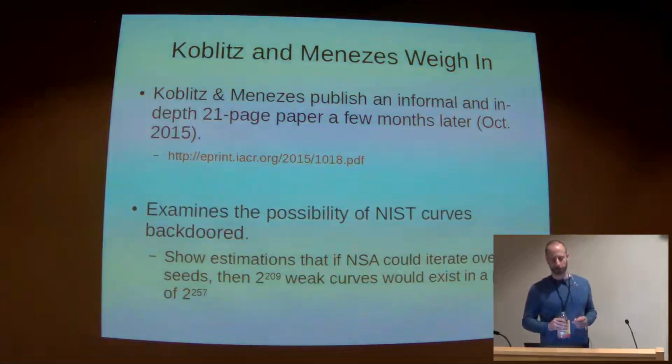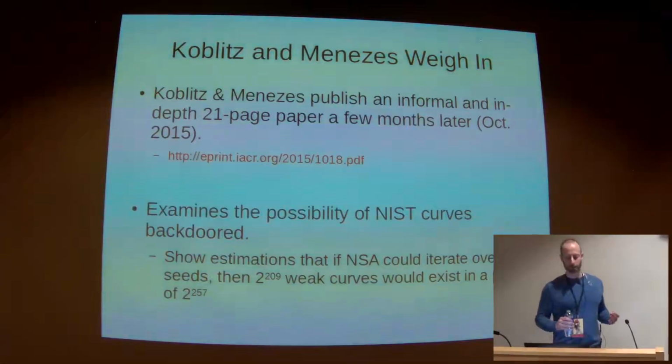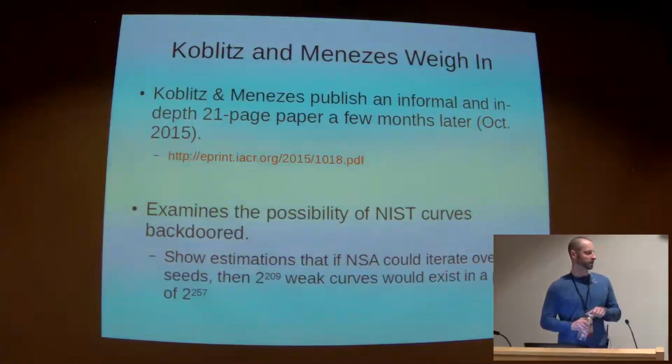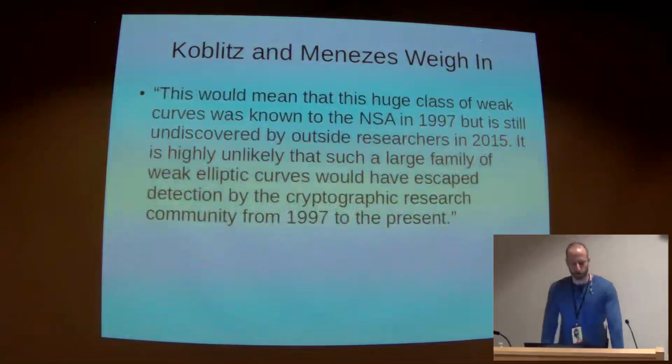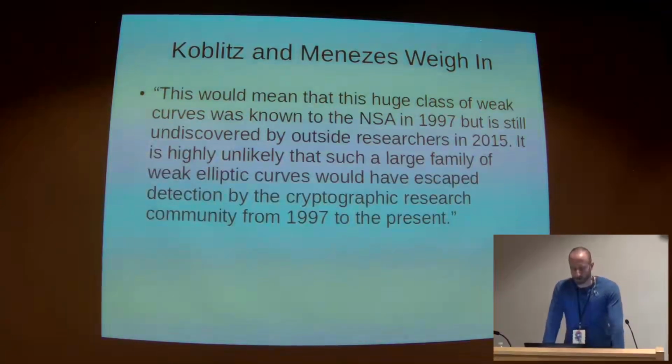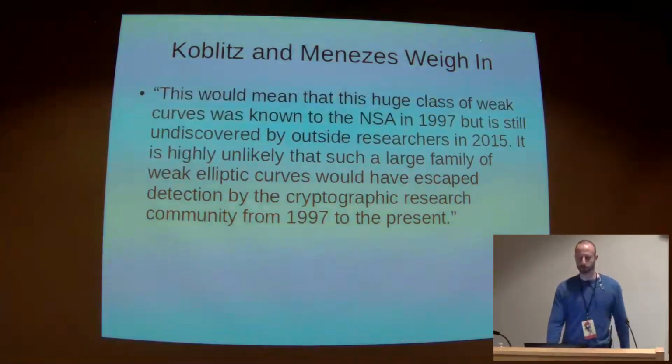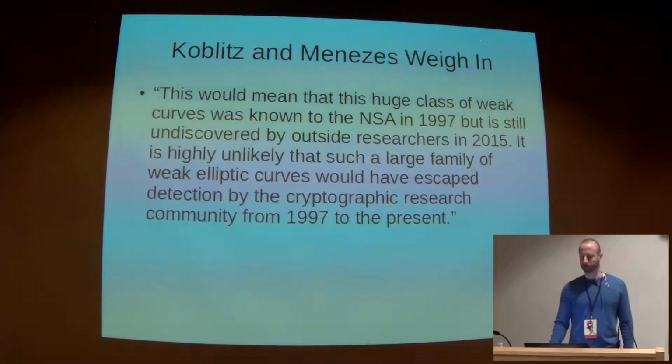They figured out, okay, if the NSA in 1997 could iterate, let's say, 2^48 seeds, then that would imply that 2^209 weak curves would exist in a pool of 2^257. So in other words, there would be this massive pool of weak curves. And here's a quote: "This would mean that this huge class of weak curves was known to the NSA in 1997, but is still undiscovered by outside researchers in 2015. It is highly unlikely that such a large family of weak elliptic curves would have escaped detection by the cryptographic research community from 1997 to present."